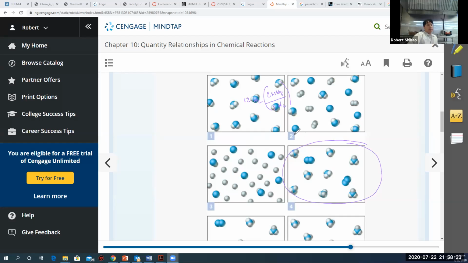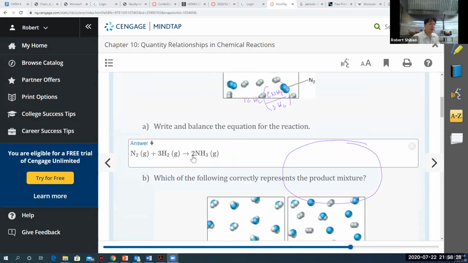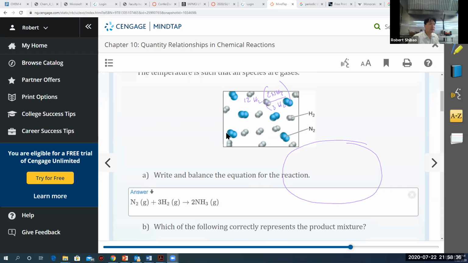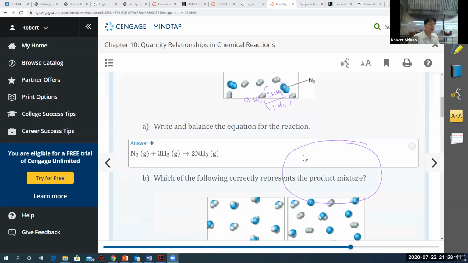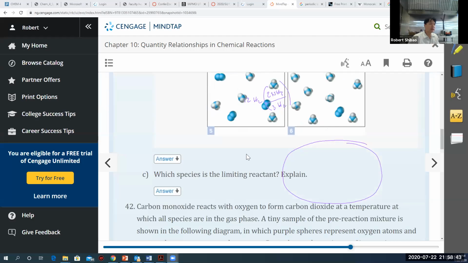Because 8, you can see it here. There are different ways we could do it, a bunch of different ways. But if we have 8 ammonias, then how many hydrogens did we use? Well, half the amount. So we used 4 of the nitrogens. Well, how many nitrogens do we start with? We started with 6, so 2 are going to be left over. So that's what we have.